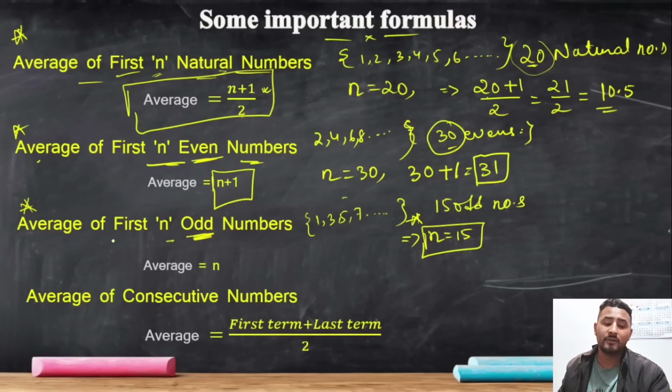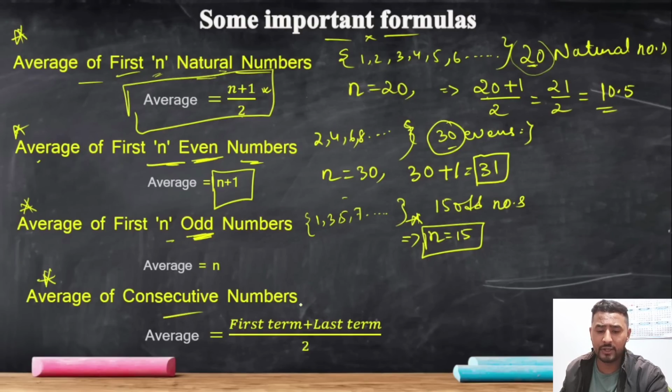Whenever you are given, find the average of the first 15 odd numbers, the answer will be 15. If you are given, find the average of the first 30 odd numbers, then 30 will be the answer. Find the average of 100 odd numbers, then the answer will be 100. Okay, clear? Let's go next.